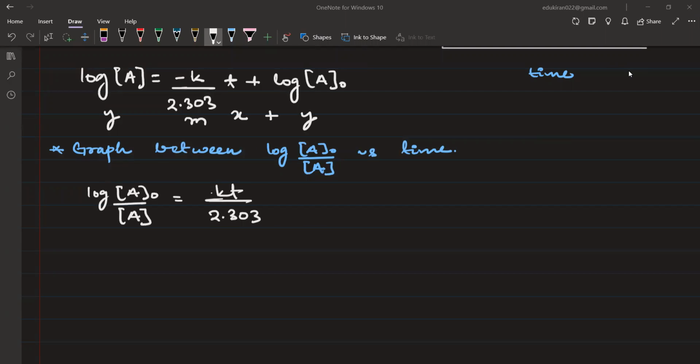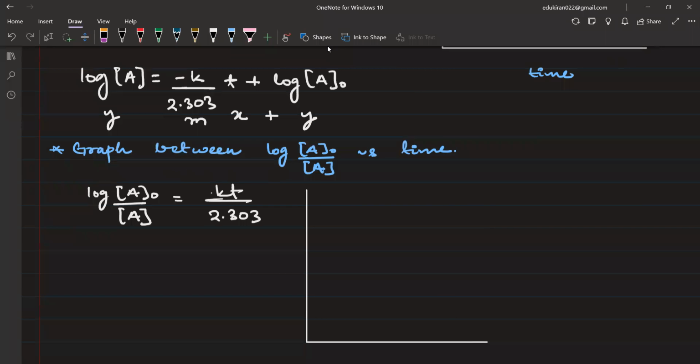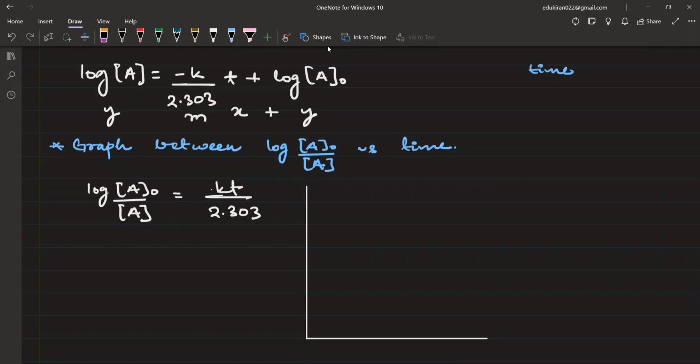So this is my y. Now time is going to be my x. The whole thing, K upon 2.303, is going to be my m. So your graph will look something like this. Y is equal to mx kind of graph, which is going to pass through the origin. And it will look something like this. So here we have time, and here we have log of A naught upon A. So these are the different graphs.